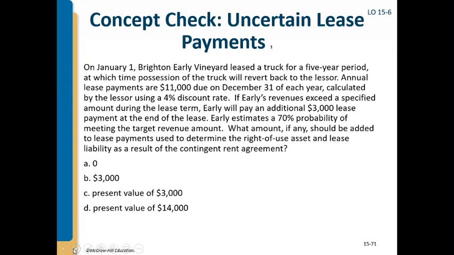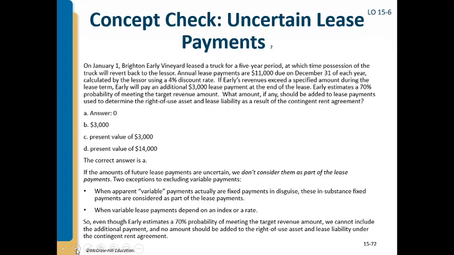Here, even though, and the other one is that it's tied to an index, and we don't have that going on here. So this whole 70% probability is kind of a distraction, I guess you might call it. It's irrelevant. And so the answer here is that what amount should be added? Well, 0.